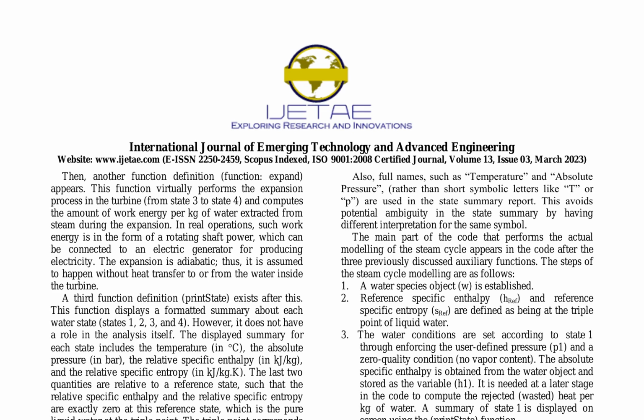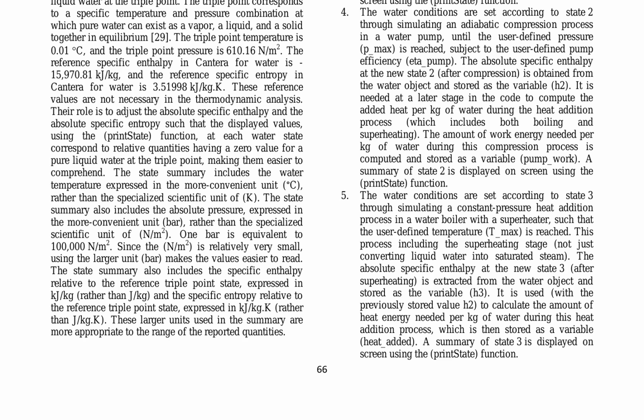The code then sets the water conditions for each state in the steam cycle, from state 1 to state 4, simulating the compression, heat addition, expansion, and heat rejection processes. For each state, the absolute specific enthalpy is obtained from the water object and used to compute the amount of work energy or heat energy involved in the corresponding process. A summary of each state is displayed on the screen using the print state function. The code computes the overall efficiency of the cycle and the amount of heat energy rejected per kilogram of water during the heat rejection process.